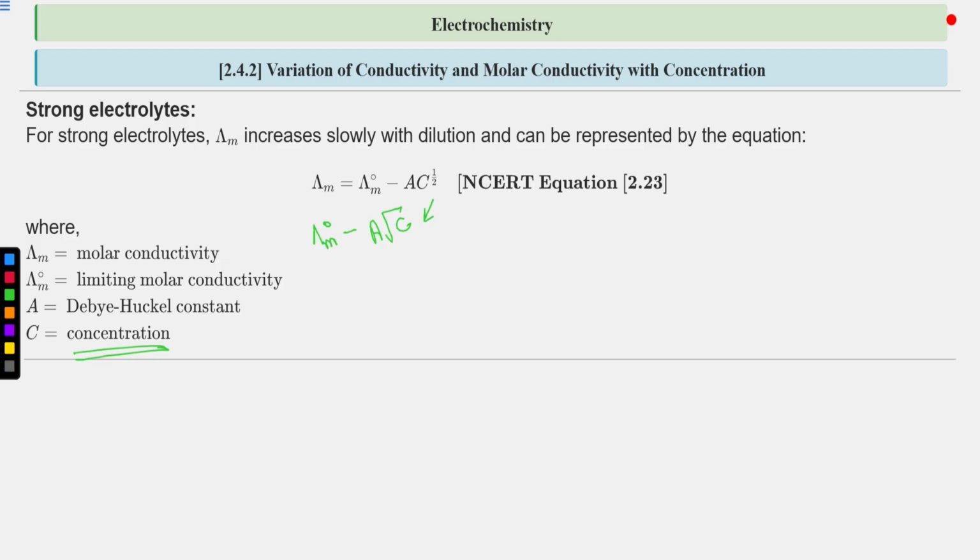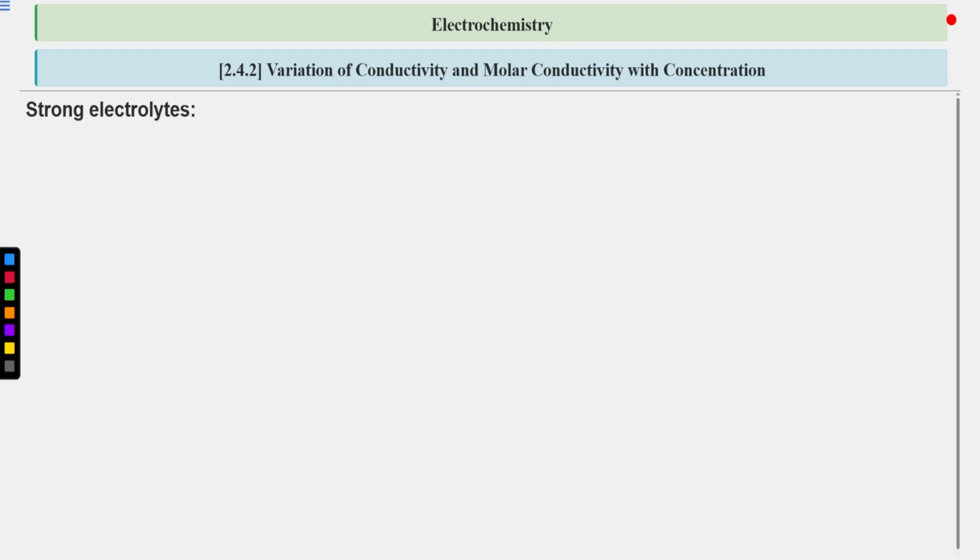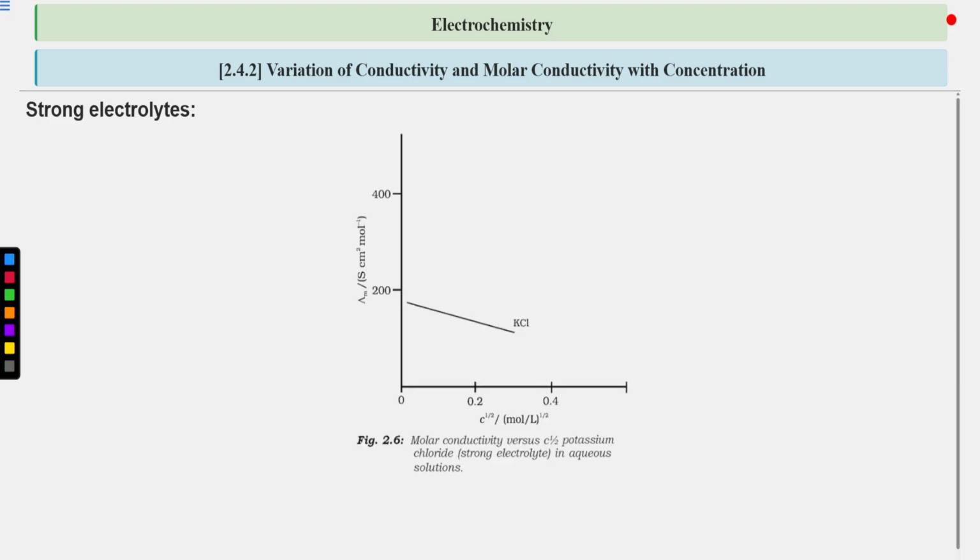Let's continue. So, continuing to the strong electrolytes, this is a graph, and this is figure 2.6, which is representing the molar conductivity versus C to the power half. That means the under root concentration. Potassium chloride, strong electrolyte in the aqueous solution. So this graph is the molar conductivity versus the concentration graph for the strong electrolyte. Let's suppose we are taking here potassium chloride, KCl. Okay, so this is a graph. The y-axis is representing lambda m, which is molar conductivity in Siemens centimeter square mole inverse units. It has given two values for that, 200 and 400, marked on the y-axis.